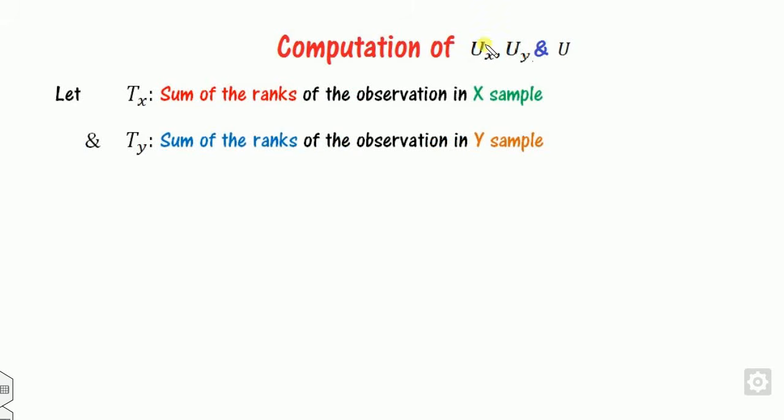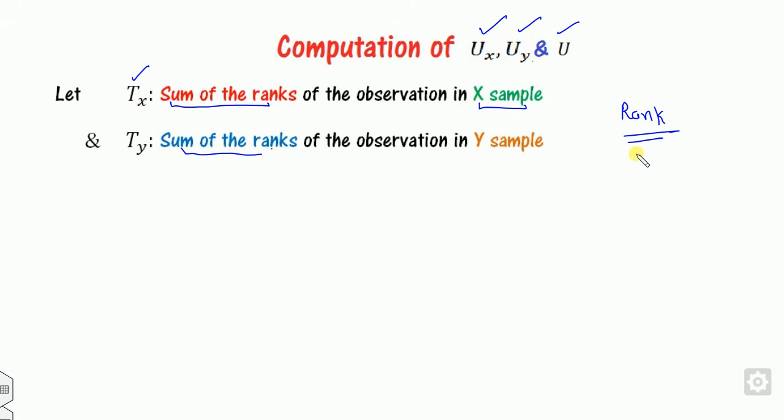Once we have assigned the ranks, we find the U statistic. For this we define Ux for the X series, Uy for the Y series, and U overall. What is the formula for Ux and Uy? We first define Tx. Capital Tx represents the sum of the ranks in the X sample, and capital Ty is the sum of the ranks in the Y sample. So we will first find the ranks.